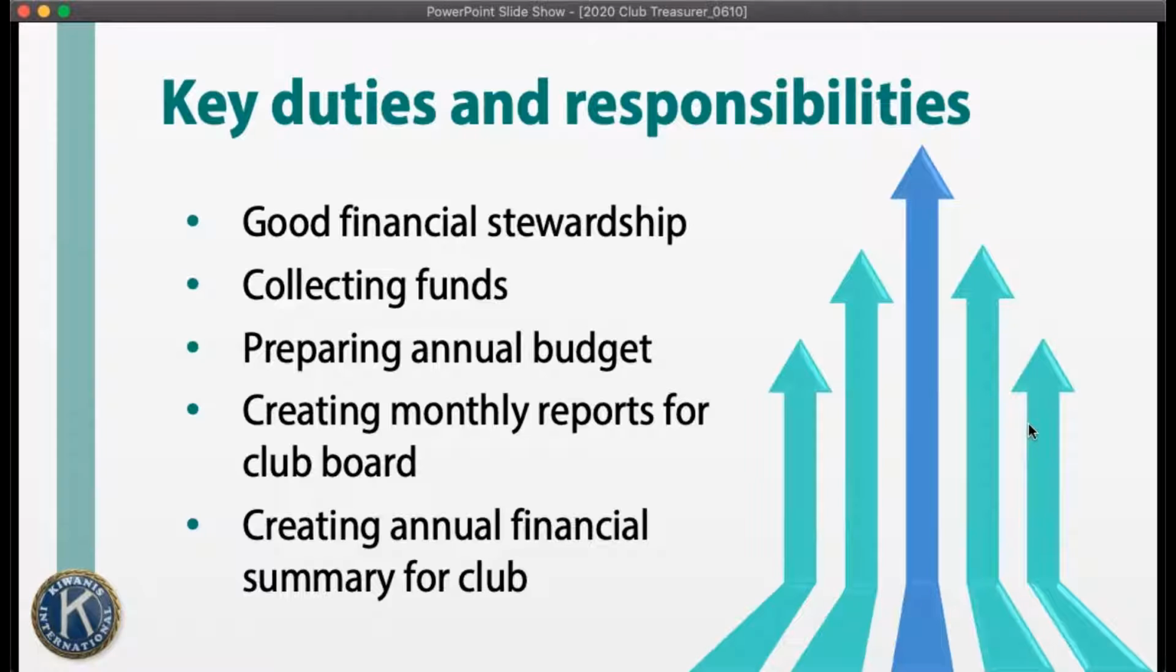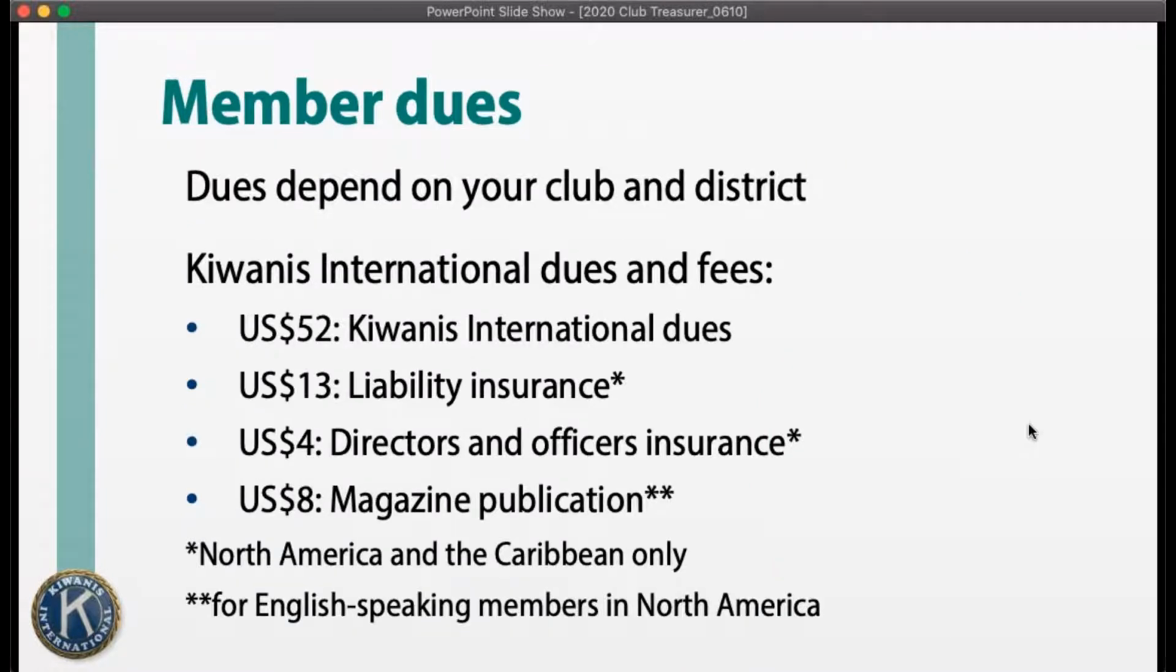Remember that you're also part of your club's board of directors, and you're entitled to participate in all board discussions and can vote on any question put to vote by the presiding officer. One of your key responsibilities is to collect all funds due to the club and keeping records of membership fees and dues. However, some of your clubs may have delegated this responsibility to your club secretary.